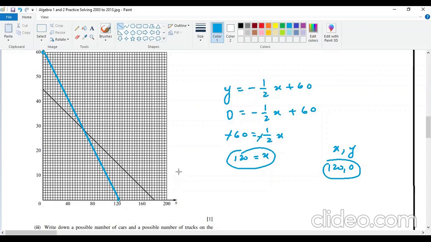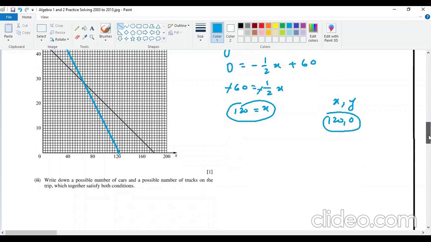Now they are saying in the next question, write down a possible number of cars and a possible number of trucks on the trip, which together satisfy the condition. As you can see, the meeting point of these two lines is this one. So here lies the answer. Now, x is going to be around 50. 50 or 51 is going to be the final answer, because all the values of x are going to be lying somewhere here. Each line is going to be 5 or 10, you can count it, and the value of x is going to be 50.